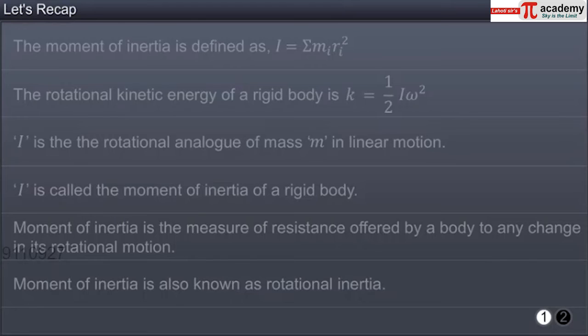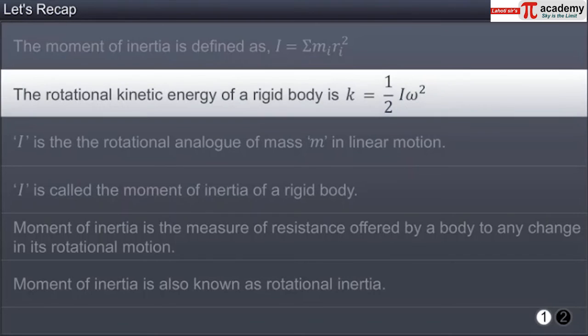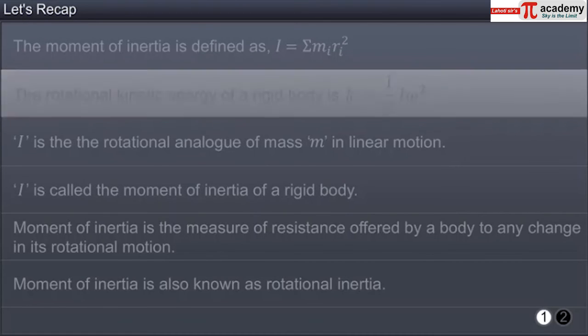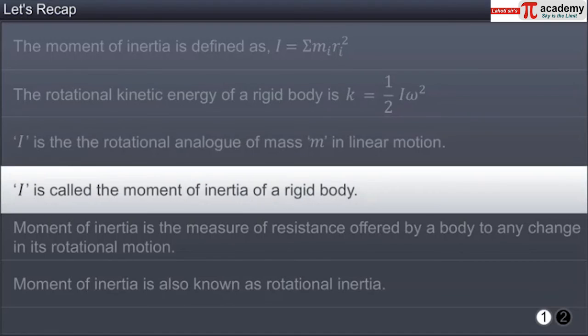You have now reached the end of this module. In this module, you learned that the moment of inertia is defined as I is equal to sigma m_i r_i squared. The rotational kinetic energy of a rigid body is K is equal to half I omega squared. I is the rotational analog of mass m in linear motion. I is called the moment of inertia of a rigid body.